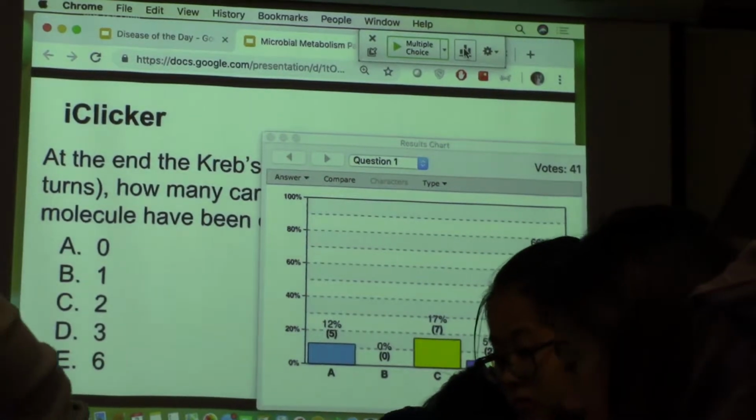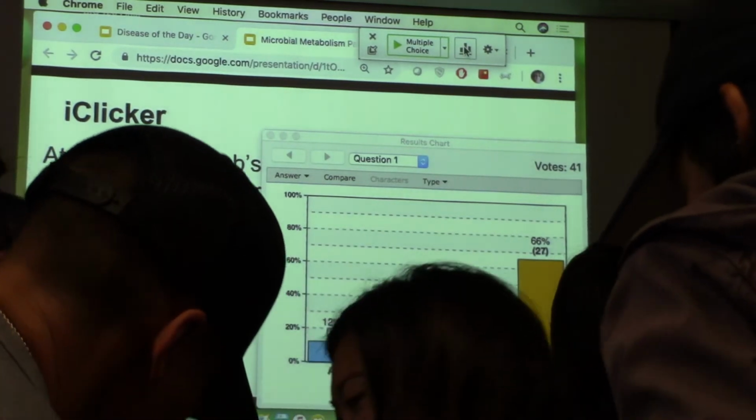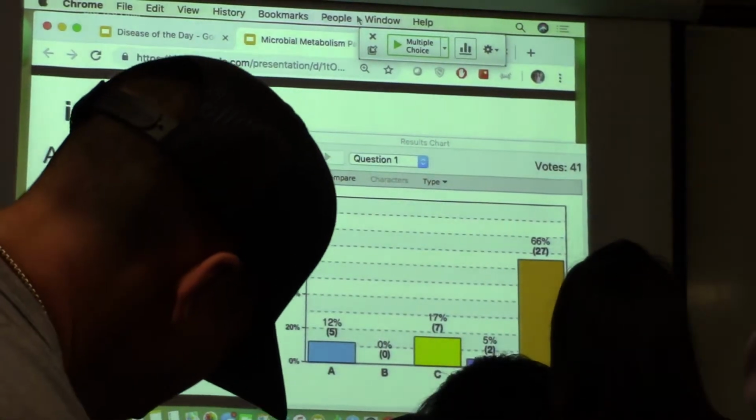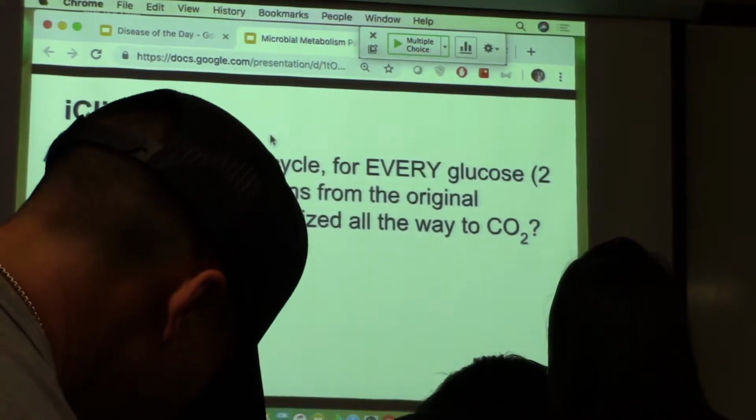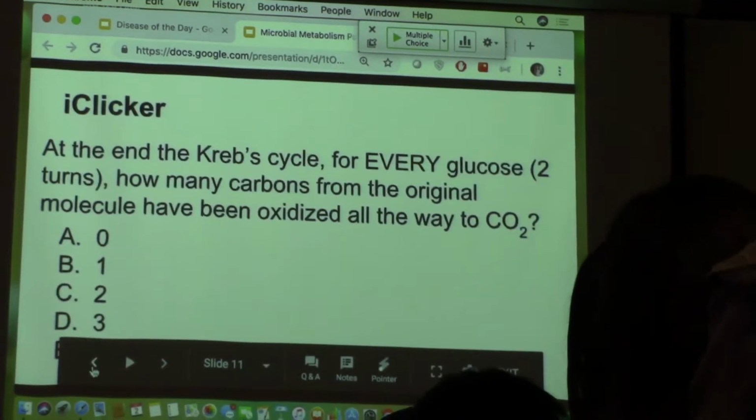So at the end of the Krebs cycle, all of the carbon that was present in glucose has been converted to CO2. And just to review, if you missed that, because enough people did, I just want to go back to it one more time.